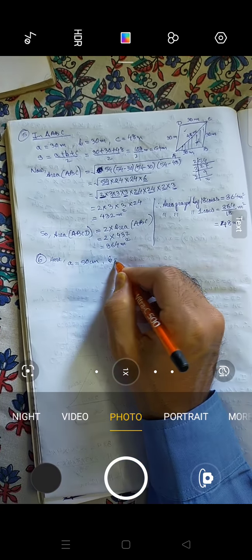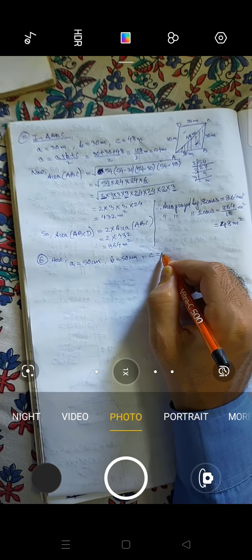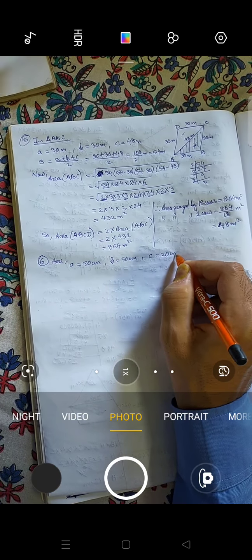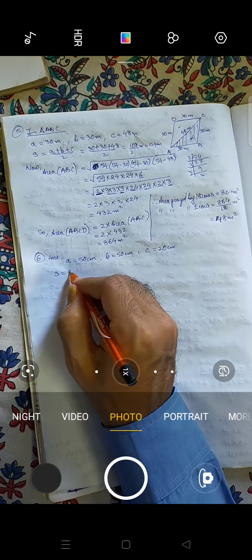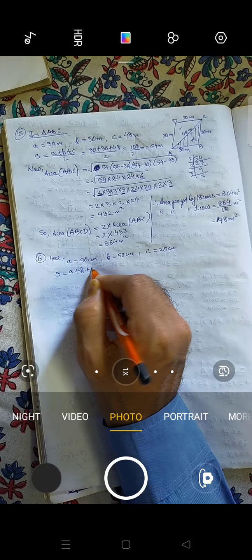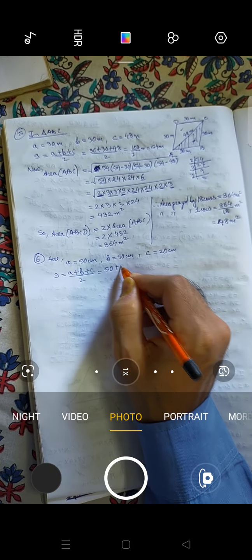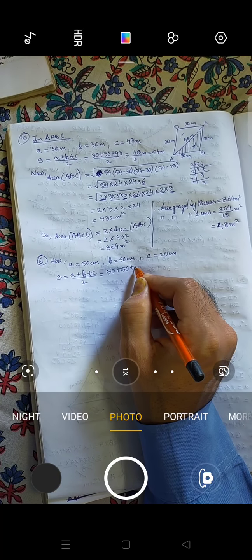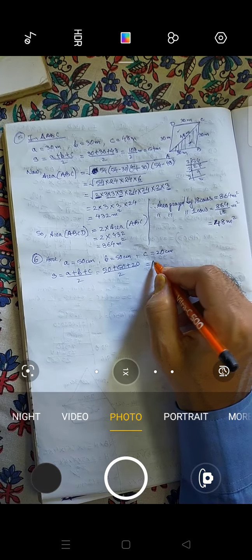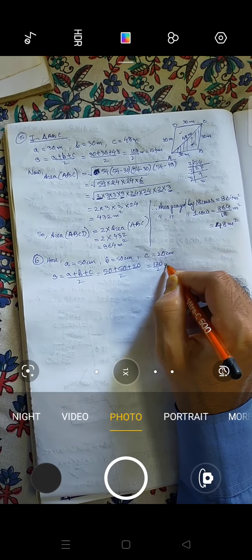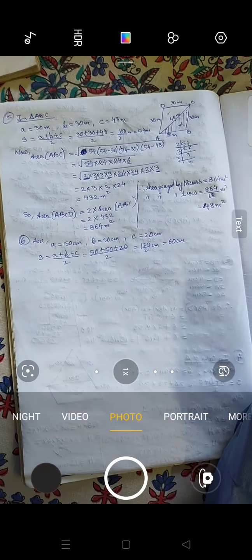Okay, so here let us assume A is equal to 50 centimeter, B is equal to 50 centimeter, C is equal to 20 centimeter. Then S is equal to (A plus B plus C) by 2. So this can be written as (50 plus 50 plus 20) by 2. So this is 120 by 2 centimeter, equals 60 centimeter. Any doubt?